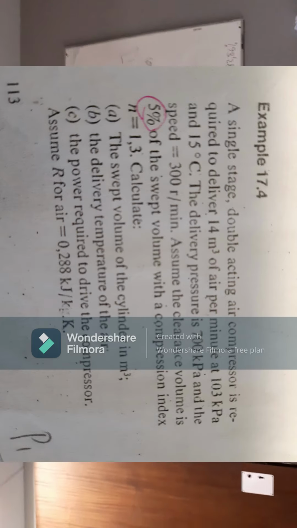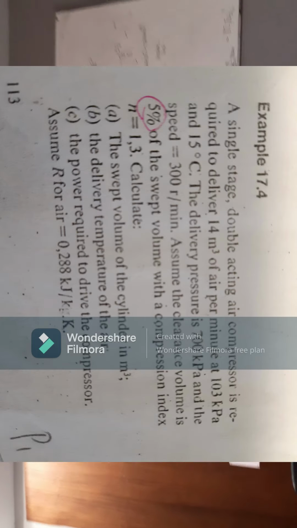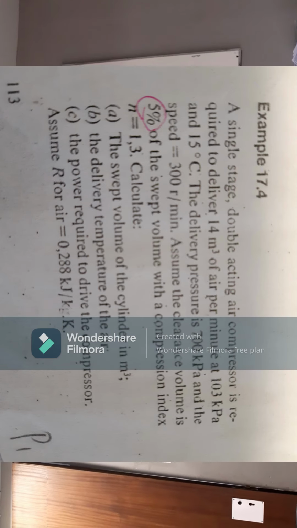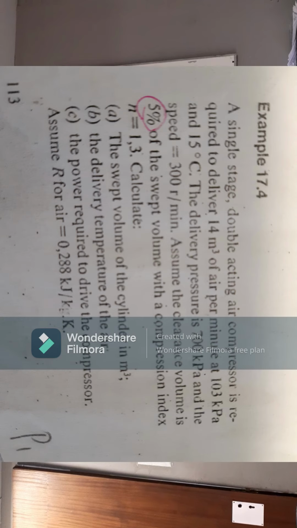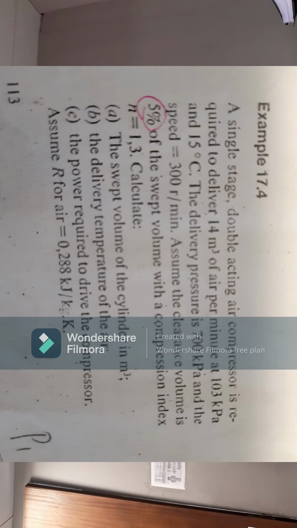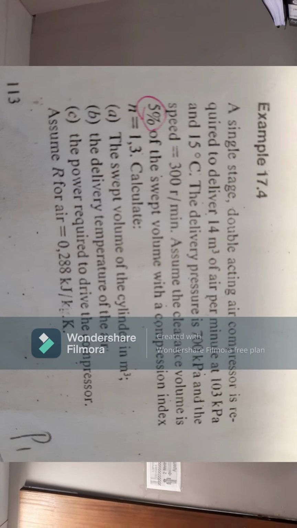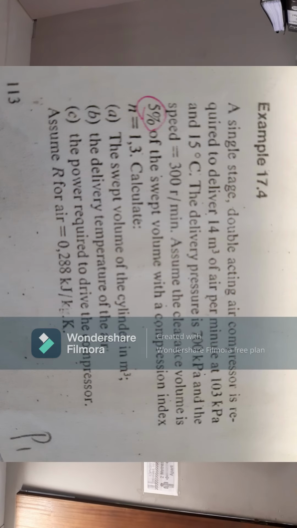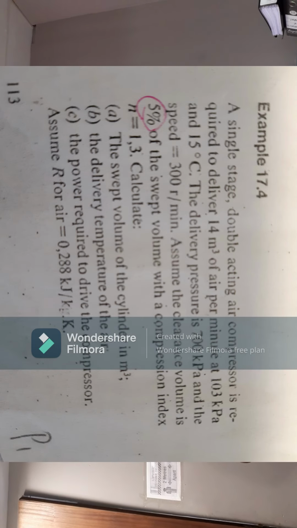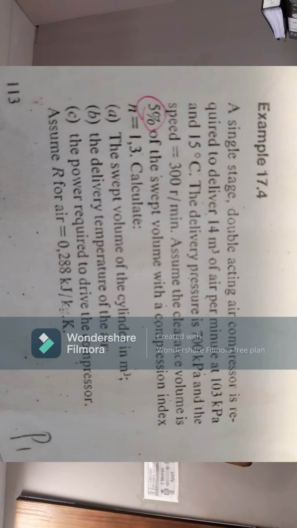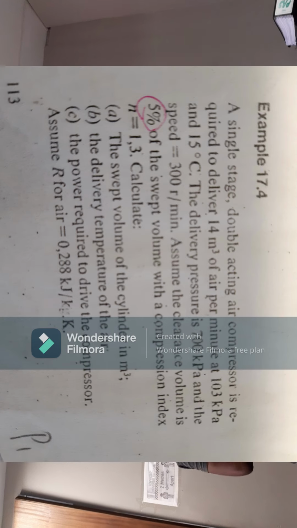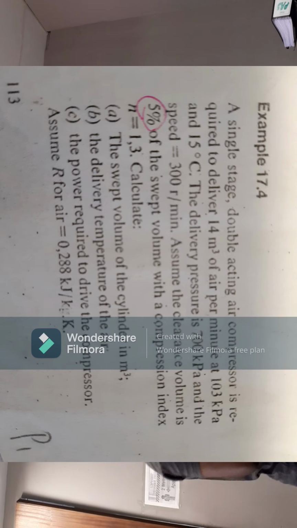103 kilopascals and 15 degrees Celsius. The delivery pressure is 700 kilopascals and the speed is 300 revolutions per minute. Assume the clearance volume is 5% of the swept volume with a compression index n equal to 1.3. Calculate the swept volume of the cylinder in cubic meters.